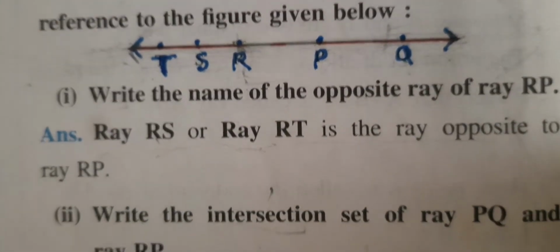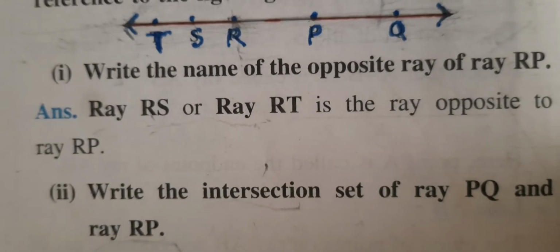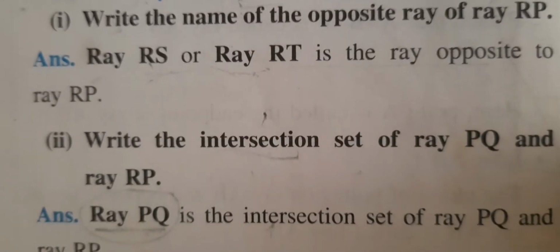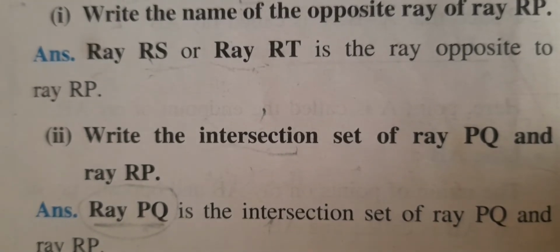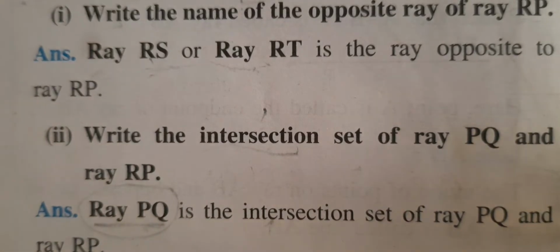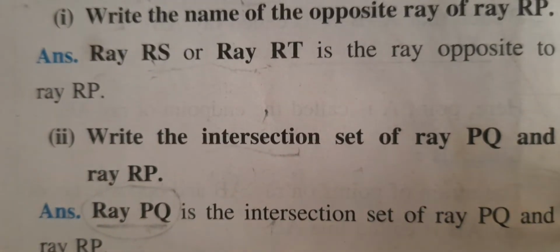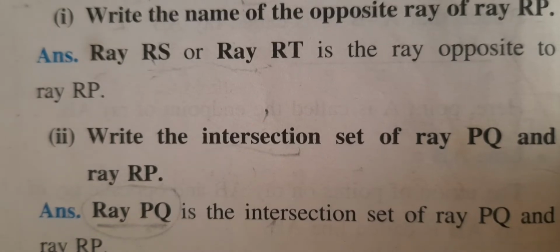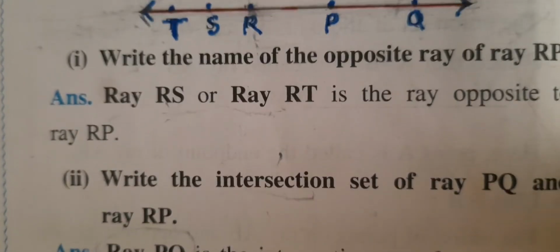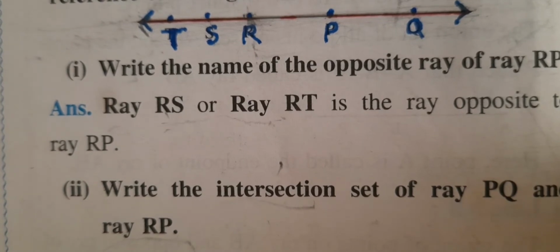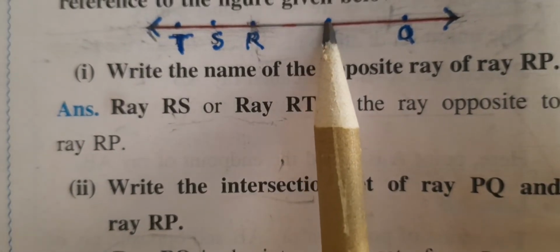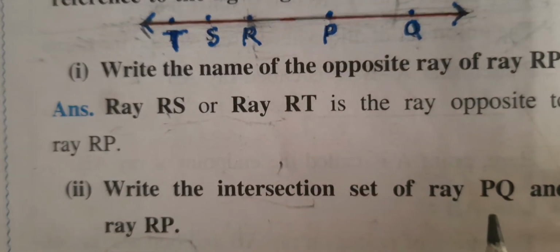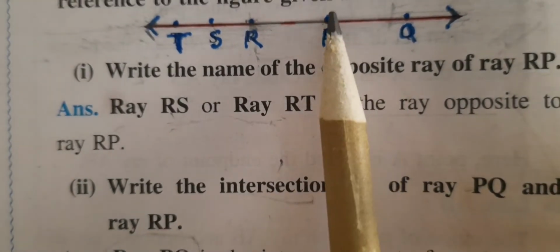The next question is on intersection set. Now from your algebra knowledge, if you know what is intersection, fine; I'll tell you what is intersection. If we have two sets, the common elements of both the sets is called the intersection set. Now we want to write the intersection set of ray PQ and ray RP. See in the diagram, ray PQ starts from here, whose end point is P. The first letter in the ray is the end point. It's even called starting point.